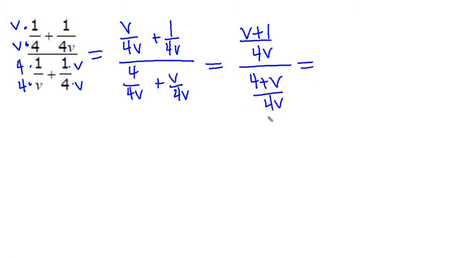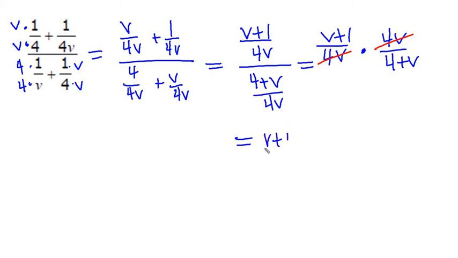Now I have that single fraction over a single fraction, so I'm going to multiply by the reciprocal. So I have v plus 1 over 4v times 4v over 4 plus v. And again, those 4v's will cancel in the top and in the bottom, and that leaves me with v plus 1 over 4 plus v. Okay?